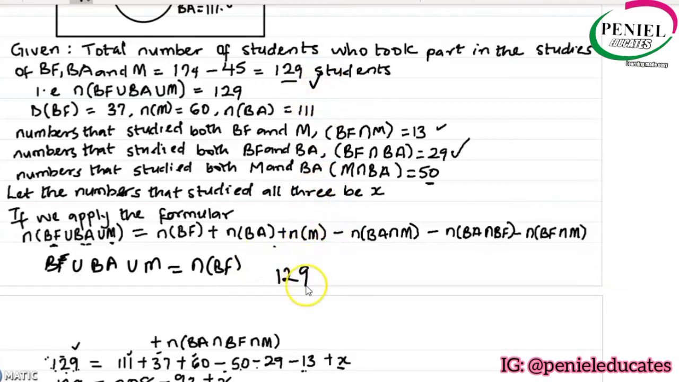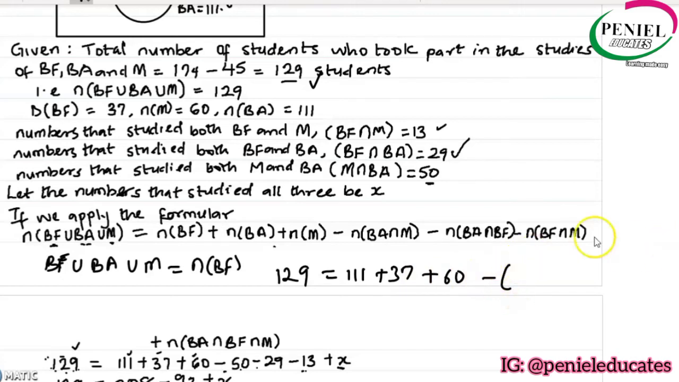So those 129 are now equal to 111 plus 37. 111 is the people that study banking and finance alone. 37 is the people that have studied this, and the number that studied BA, that is 60. All right, so then we need to minus all the intersects from it.